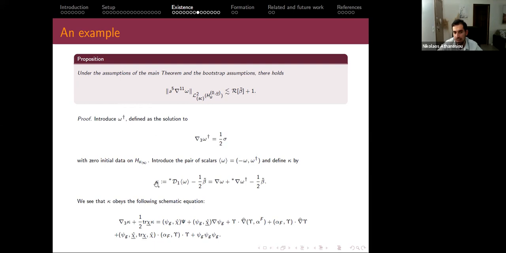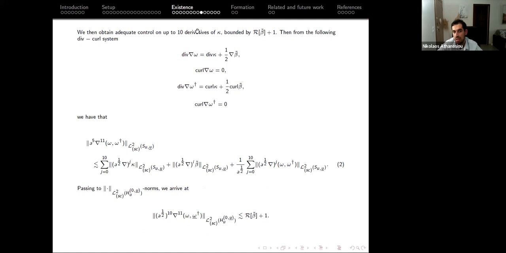this expression here. The point of this expression is that kappa itself obeys the following schematic equation, which is relieved of any Nabla curvature. And this is very important to go on. Okay. So here we are able to obtain adequate control up to 10 derivatives of kappa bounded by this that we're hoping to bound. And then we use the div-curl system.